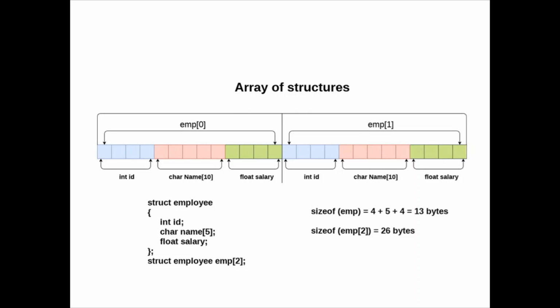So this is the array of structures. I'm just taking only 2 examples shown here. I'm just taking 2 employees' information only.